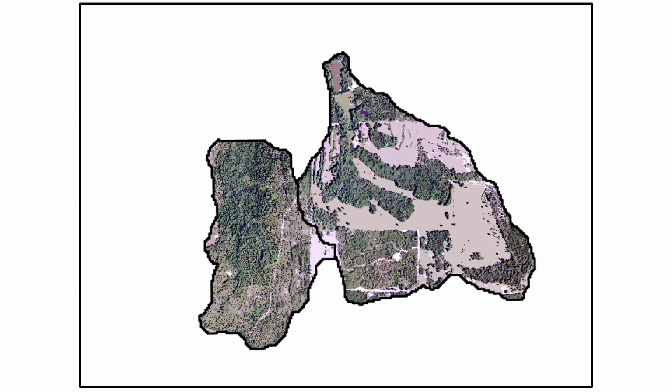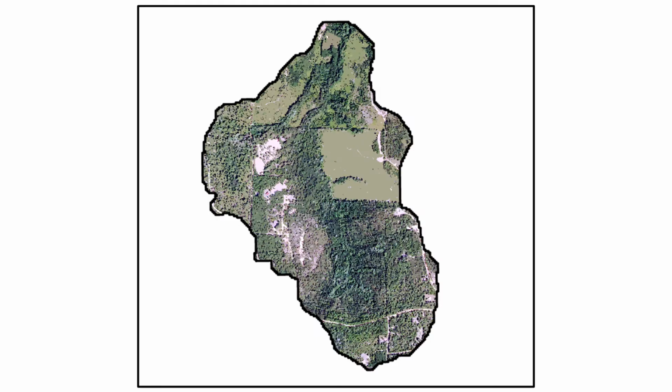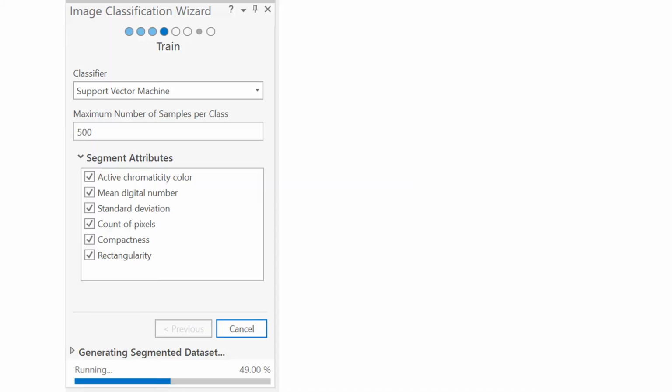After setting up the image segmentation pane, these were my outputs. So this is the segmented image for Juniper Creek for both watersheds. And this is the segmented image for Little Pine Knot Creek for the area of both watersheds. The next step in the image classification wizard is the train panel.